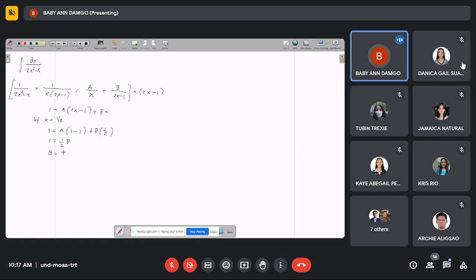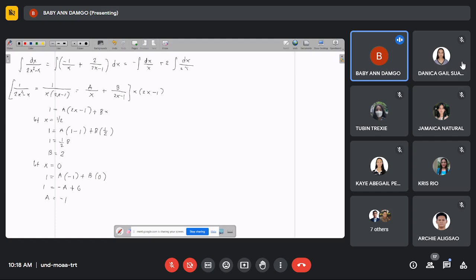So this is negative a plus 0. So we have a is negative 1. So this can be written as, our a here is negative 1 over x plus, our b is 2, so we have 2 over 2x minus 1 dx. Okay, so this can be written as negative integration of dx over x, plus 2 integration of dx over 2x minus 1.